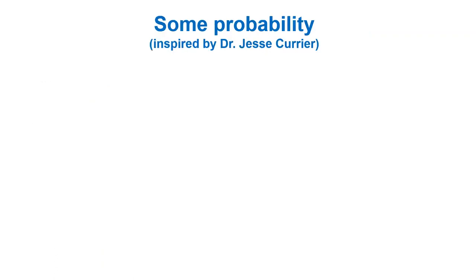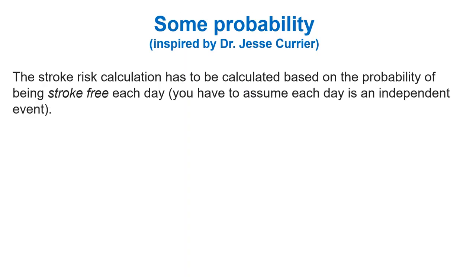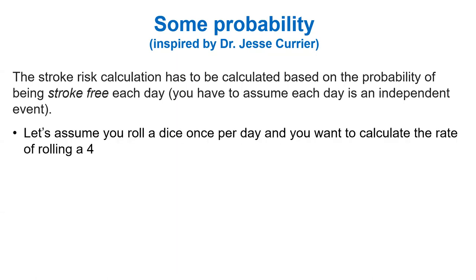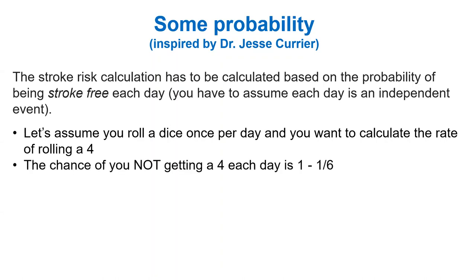So we have to do some probability. This is inspired by Dr. Jesse Currier, our interventional cardiologist. The stroke risk calculation has to be based on the probability of being stroke-free each day, so you have to assume each day is an independent event. All right, you ready for math? Let's assume you roll a die once per day and you want to calculate the rate of rolling a 4. The chance of you not getting a 4 each day is 1 minus 1/6. Hopefully that makes sense to everyone.